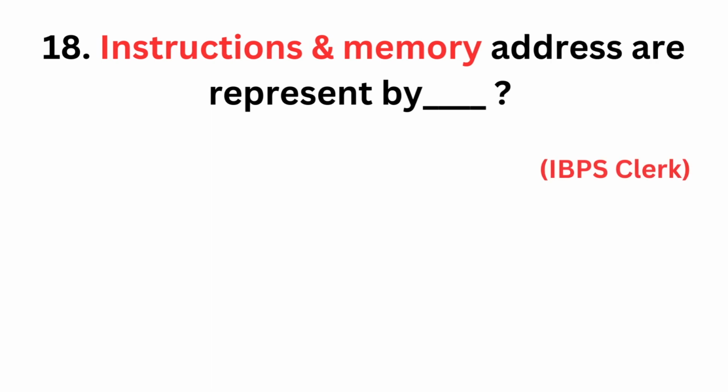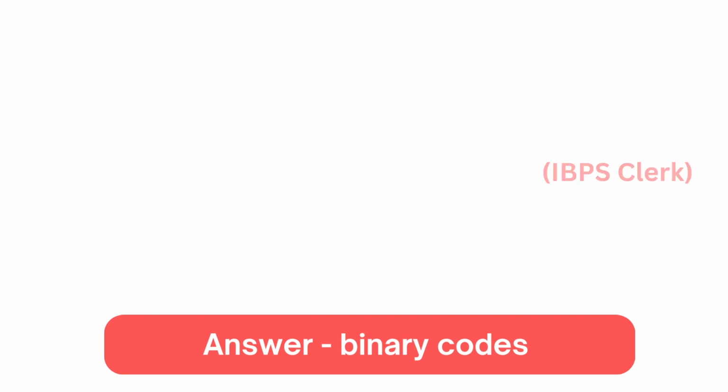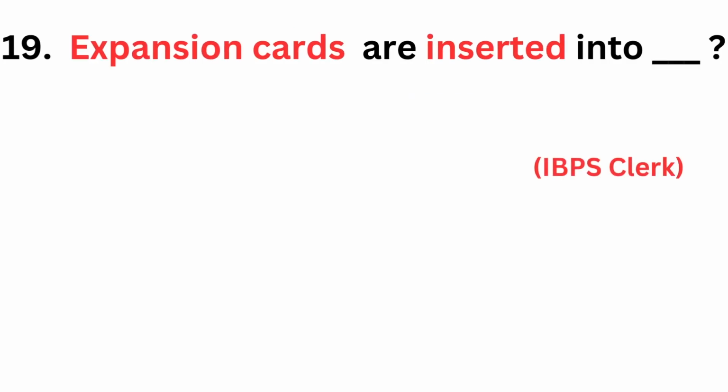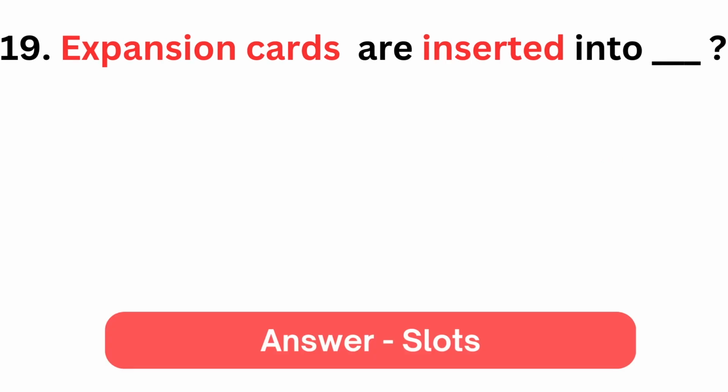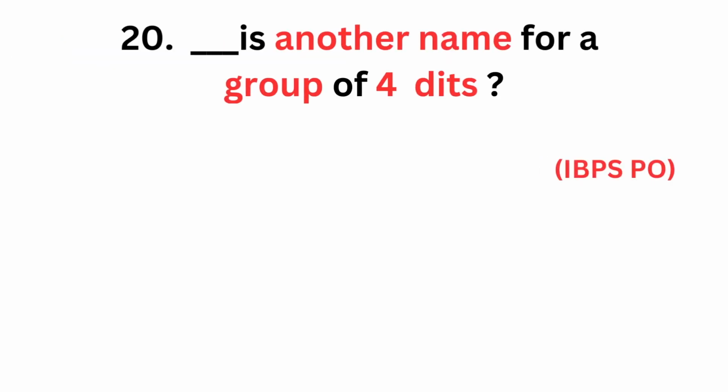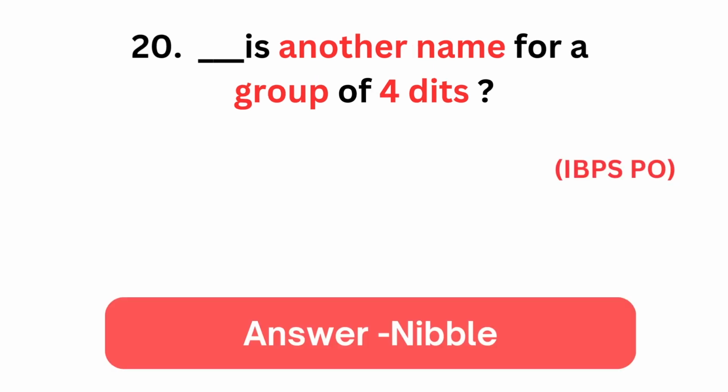Instructions and memory addresses are represented by what? Binary codes. Expansion cards are inserted into what? Slots. What is another name for a group of 4 digits? Nibble.